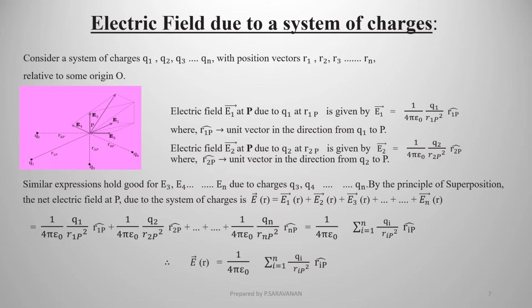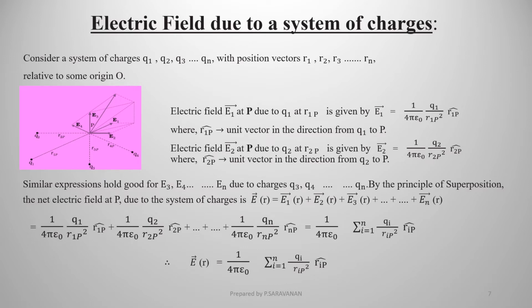The electric field E2 vector at point P due to the charge q2 at distance r2p is given by E2 vector equal to 1 by 4 pi epsilon naught into q by r square 2p into r cap 2p. Similarly, up to the nth charge we can get the similar expressions.